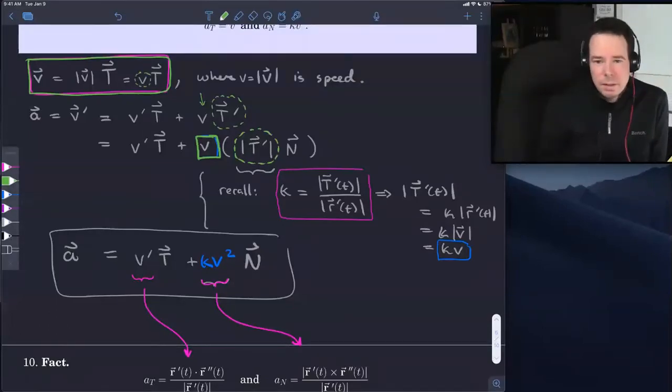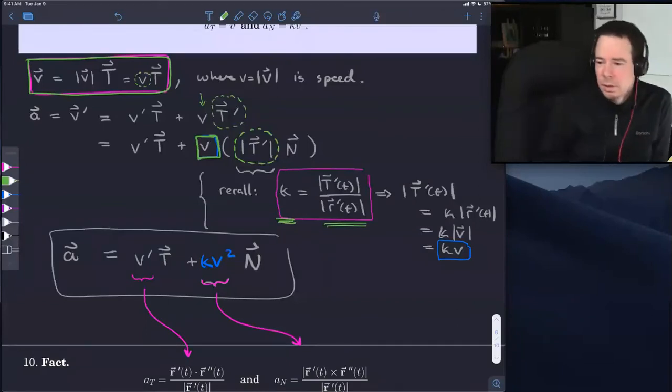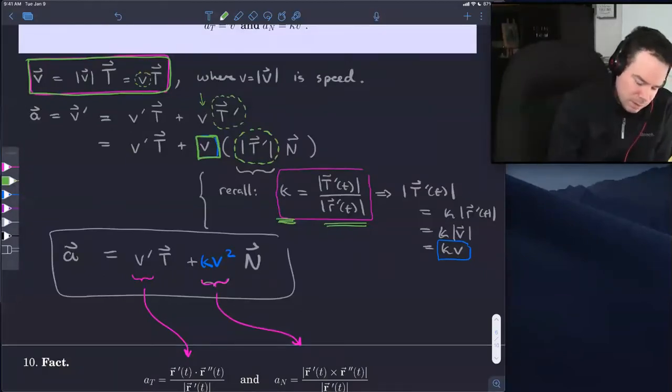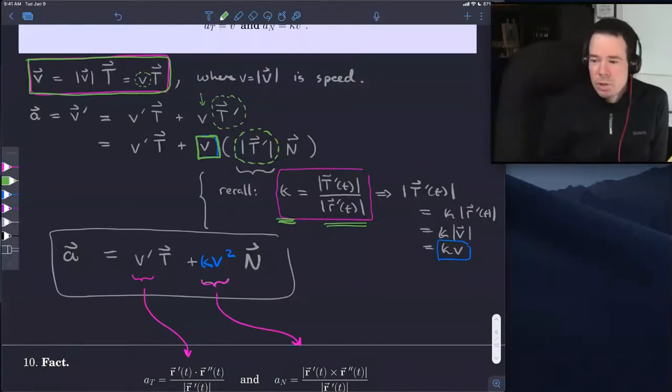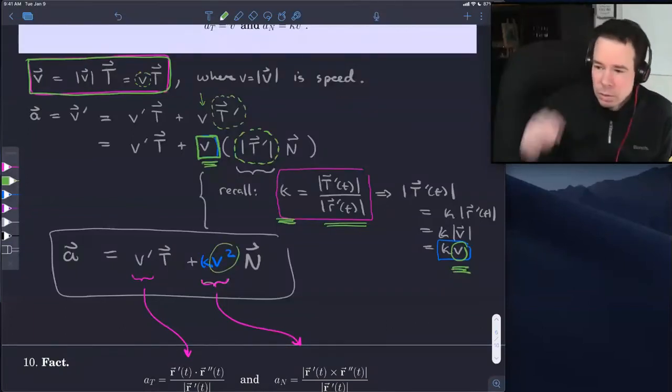Well, that gets related to the curvature. The curvature is precisely the magnitude of T prime over r prime. And r prime is that other velocity, or that other speed component coming in. So this is the magnitude of r prime, but r prime is just another way of saying v, the magnitude of the velocity vector, which is just v itself. So that's where it came from. It came from over here. So that v and this v combined together to give us our v squared. So that's where our v squared came from.